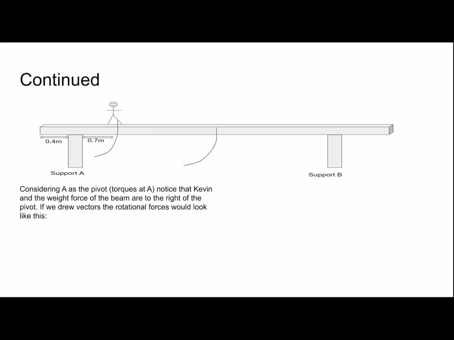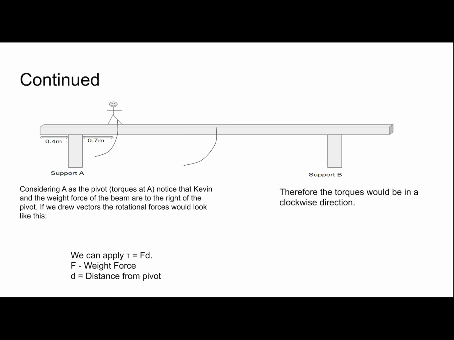However, if support B was the pivot, then you'll notice that they'll actually be in opposite directions. Kevin will have an anti-clockwise torque, and the center of the beam will also have an anti-clockwise torque, okay? But in terms of the support A, they're both in the clockwise direction. So we're going to be using our torque equals force times distance.